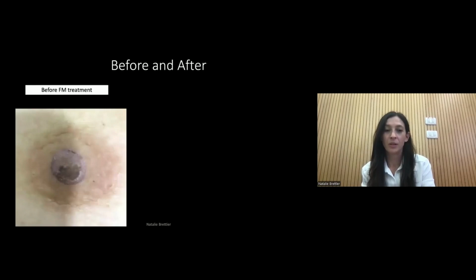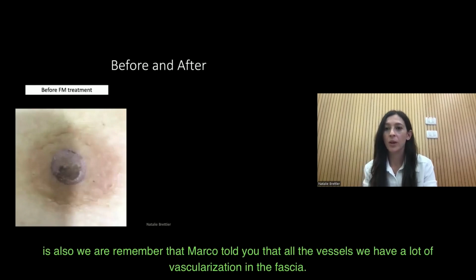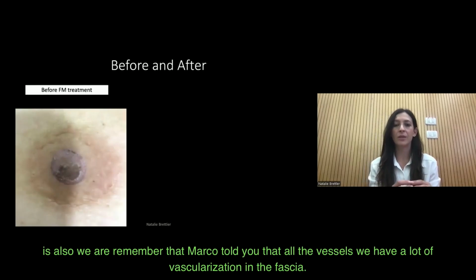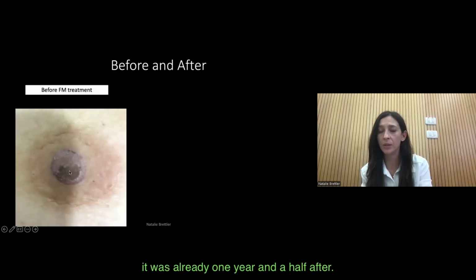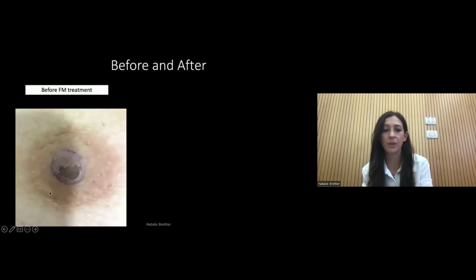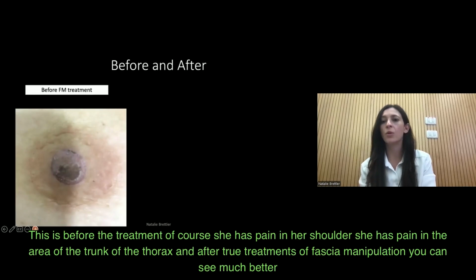One more thing I wanted to show you is also, remember that Marco told you that we have a lot of vascularization in the fascia. So this is, for example, a patient who was 1.5 years after nipple sparing mastectomy. And you can see here that she has a partial nipple necrosis in the nipple. It was already 1.5 years after. This is before the treatment. Of course, she has pain in her shoulder. She has pain in the area of the trunk, of the thorax.